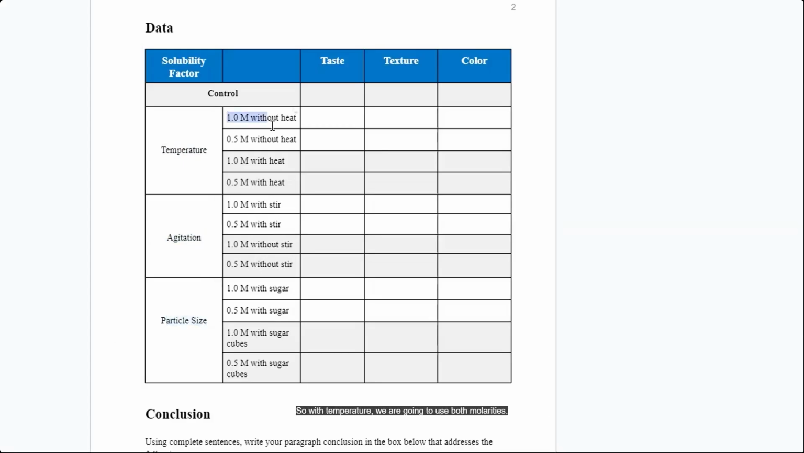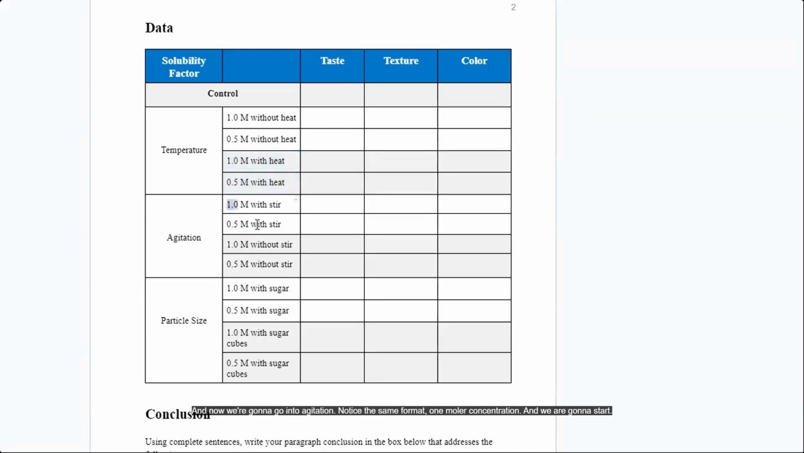So with temperature, we are going to use both molarities, 1 molar solution and then 0.5 molar solution, and we're going to not heat it up, and then we're going to monitor and record what the taste, texture, and color is. Now, of course, taste you guys cannot do because it's a video. However, she does a very great job of describing how it tastes. And then for temperature, we're going to have the same different concentrations, but now we're going to have with heat.